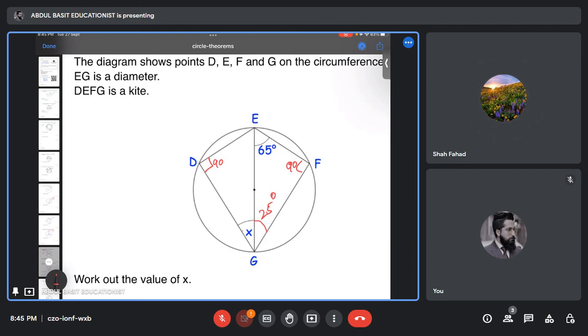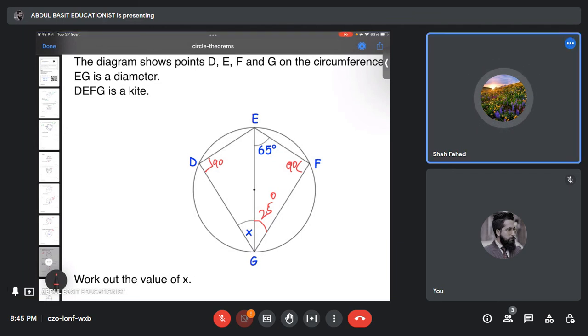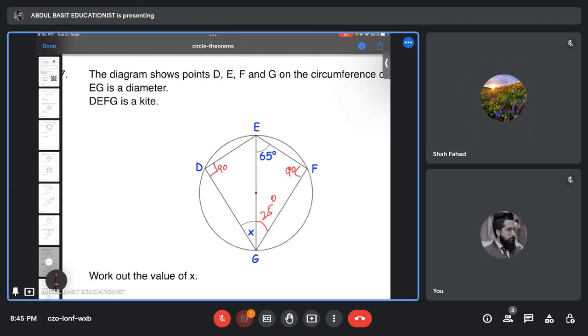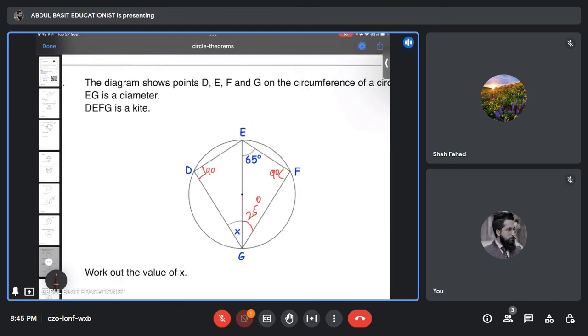So what would be the value of x? 25, sir. Same. Y? And they say that DEG is a kite. According to the statement, it is a kite. So if it is a kite, what will happen?